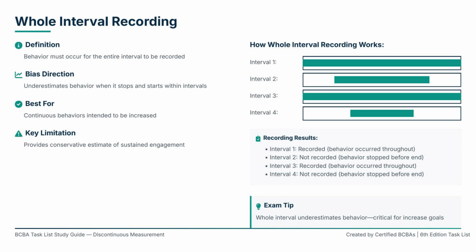With whole interval recording, behavior must occur for the entire interval to be scored. If the behavior stops at any point, the interval is not recorded. This method underestimates behavior, especially when behavior starts and stops. Whole interval recording is best for continuous behaviors you want to increase, such as sustained engagement. On the exam, remember, whole interval equals underestimation.